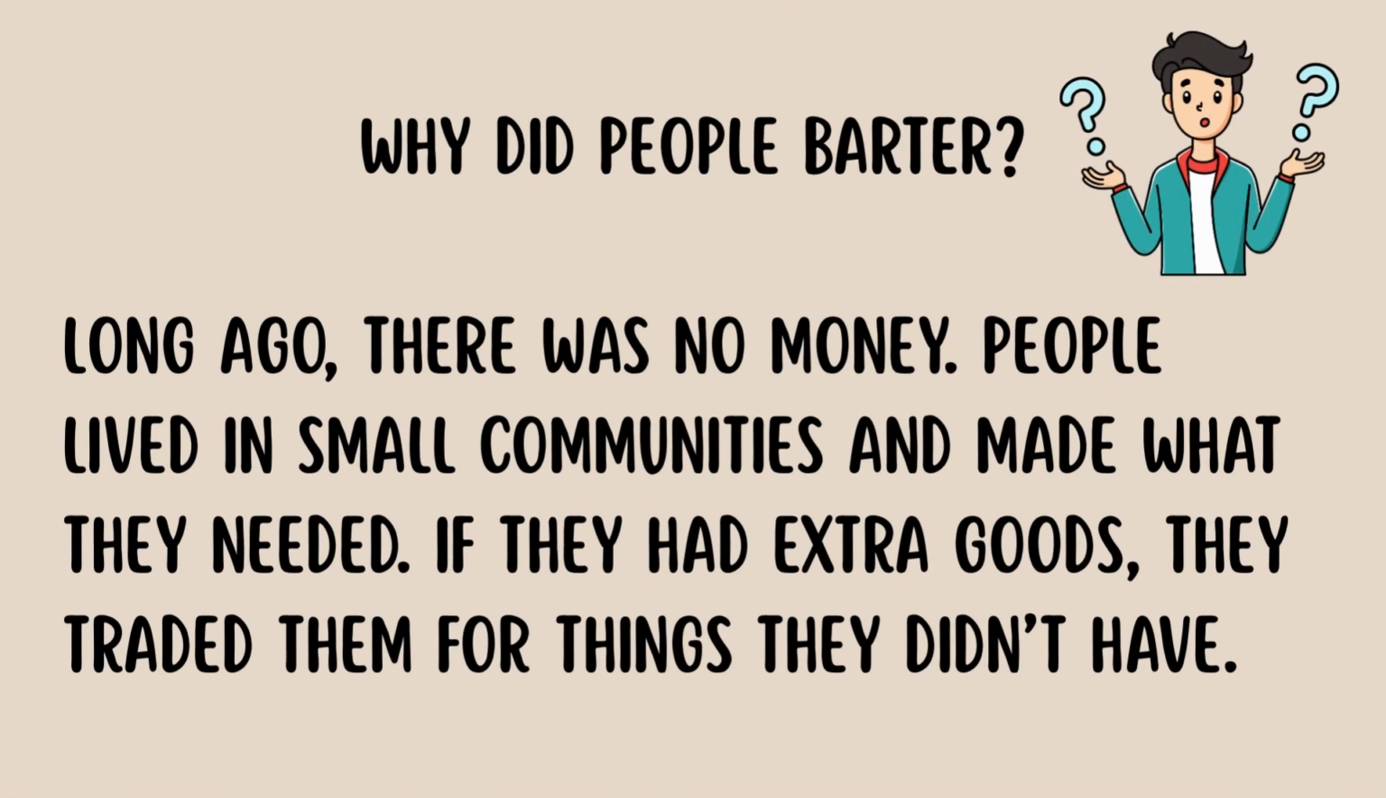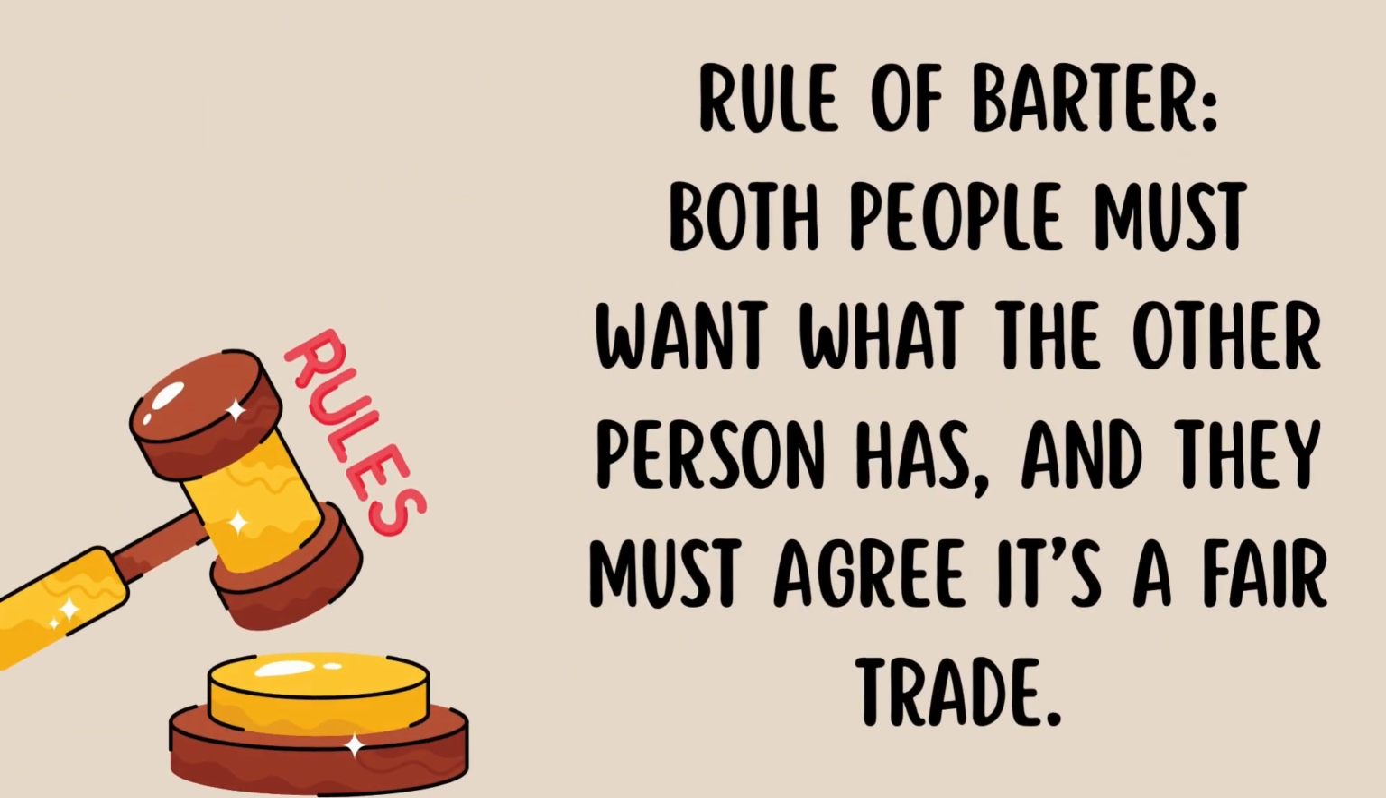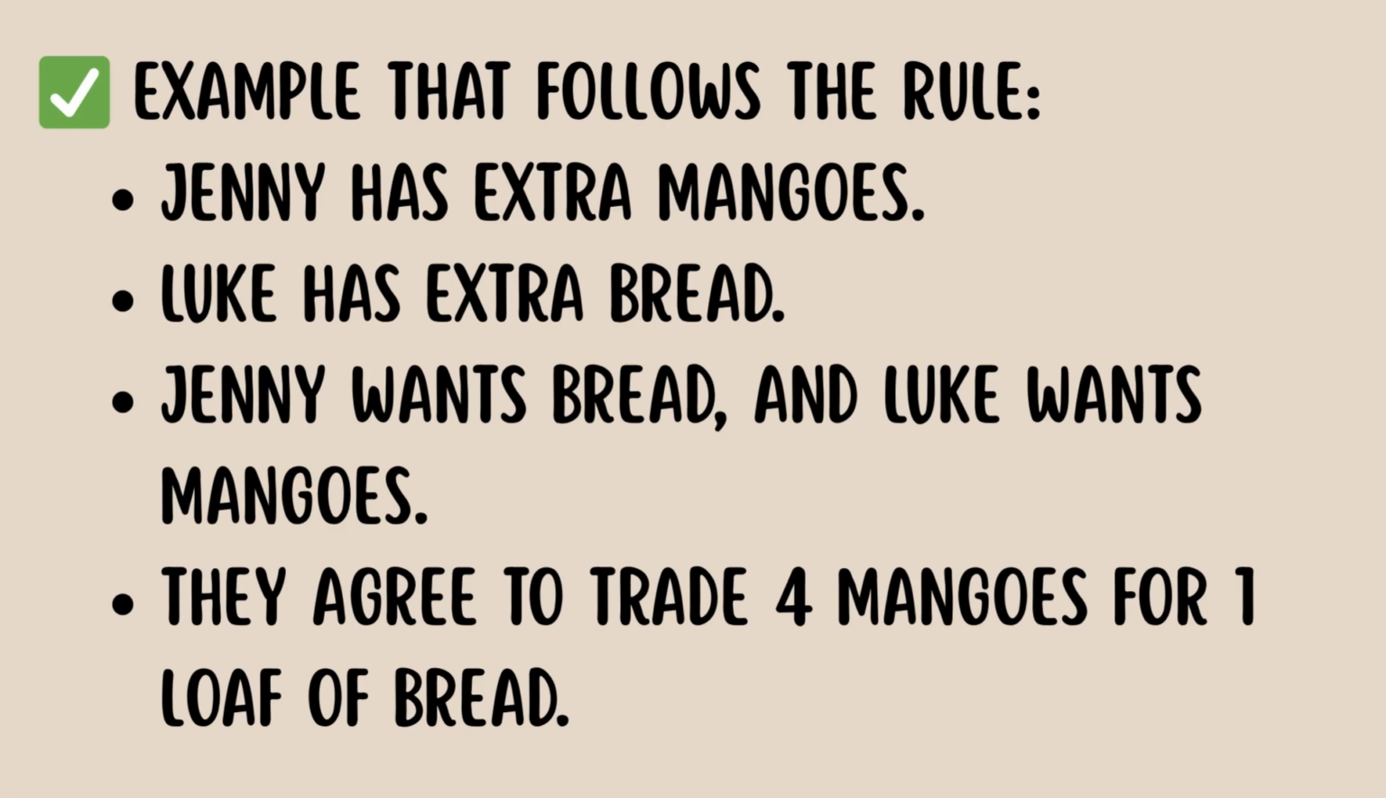Now, let's address the elephant in the room. Why did people barter? Long ago, there was no money. People lived in small communities and made what they needed. If they had extra goods, they traded them for things they didn't have. Just as we'd have rules at home or at school, there is also a rule of barter. This golden rule states that both people must want what the other person has, and they must agree it's a fair trade.